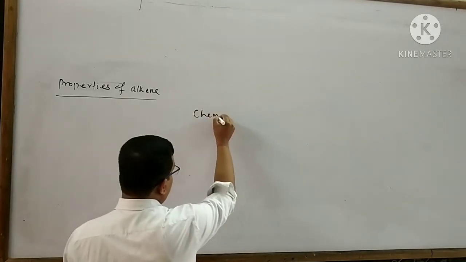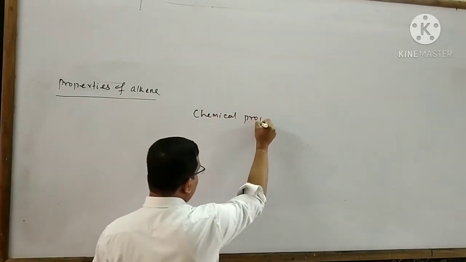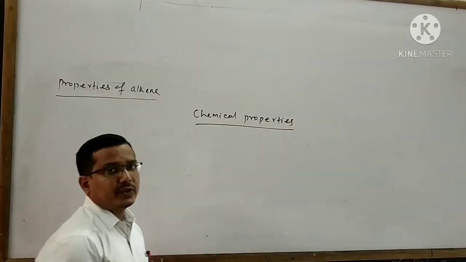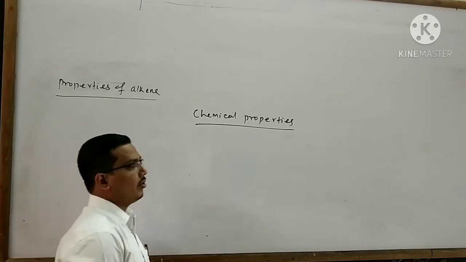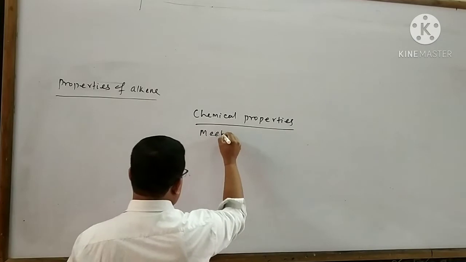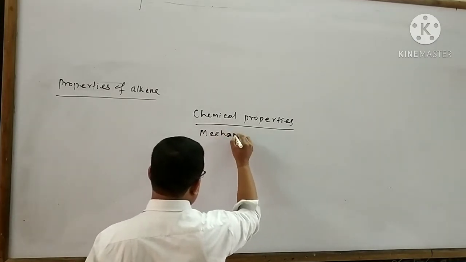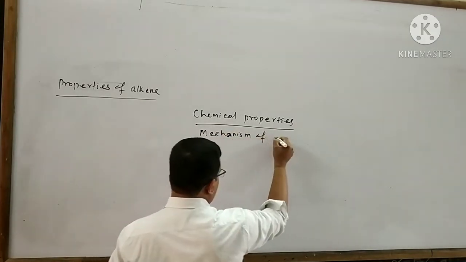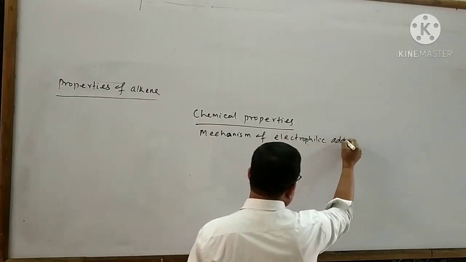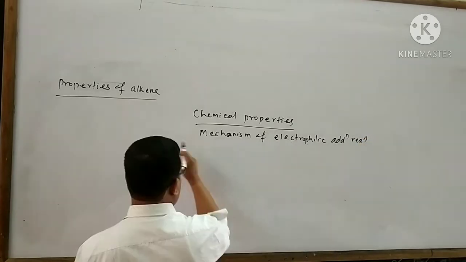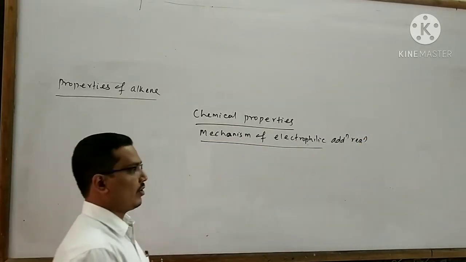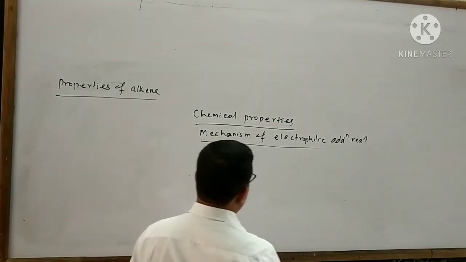Next I will discuss the chemical properties of alkenes. Before going to the chemical properties, it is necessary to know the mechanism of electrophilic addition reaction. Mechanism of electrophilic addition reaction: addition reactions generally take place in unsaturated hydrocarbon compounds.